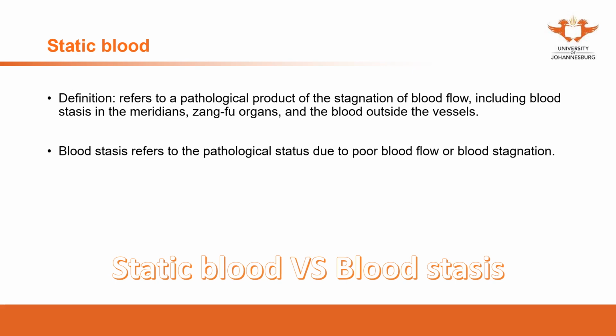And here the blood stasis refers to the pathological status due to poor blood flow or blood stagnation. You need to understand these two words are different. Blood stasis refers to the pathological status, while static blood is the cause of blood stasis. One is the result, one is the cause.